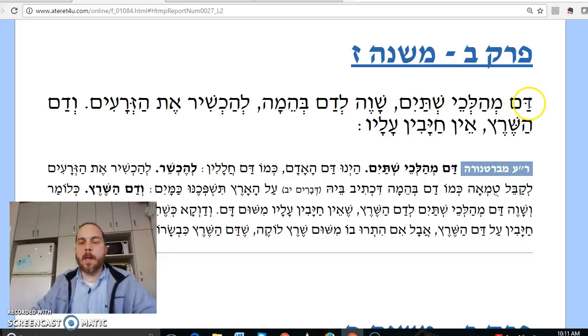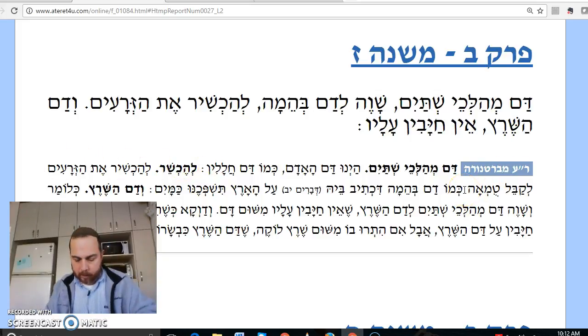Says the Mishnah, dam mahalchei shtayim, the blood of one who walks on two, i.e. human blood, shaveh l'dam behema, is similar to the blood of a behema, lachshir et hazra'im. Lachshir here doesn't mean to make kosher. It means to prepare things that were planted in order to be mekabel tuma. Let's look at the Bartenura: lachshir et hazra'im mekabel tuma.